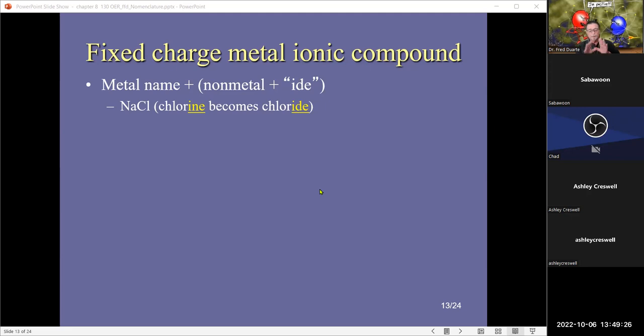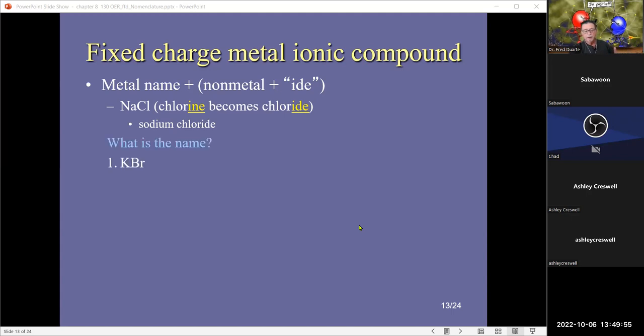All right. So with fixed charge metal ionic compounds, as I stated, the fixed charge, we don't use Roman numerals. We just tell the metal what it is. The anion, I mentioned that also. The anion goes from whatever its name is to the ide. So chlorine becomes chloride. Okay. So NaCl would be sodium chloride.